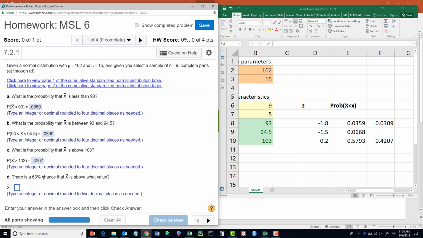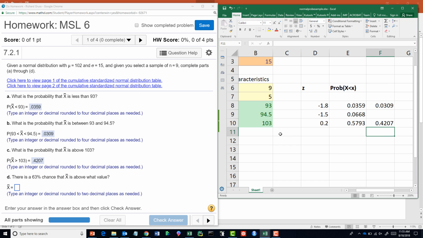So if there is a 63% chance that x bar is above what value? Remember that it's easier to work with less than. So if there's a 63% chance that something is greater than x bar, then that means that there's a 37% chance that it's less than that. So let's just deal with the 37. So we've got a probability here of 0.37. We'll just put that there for storage.